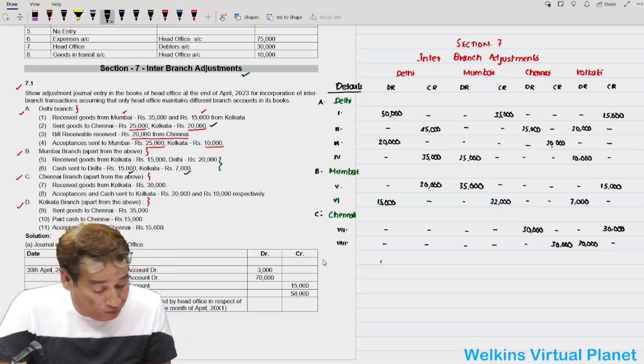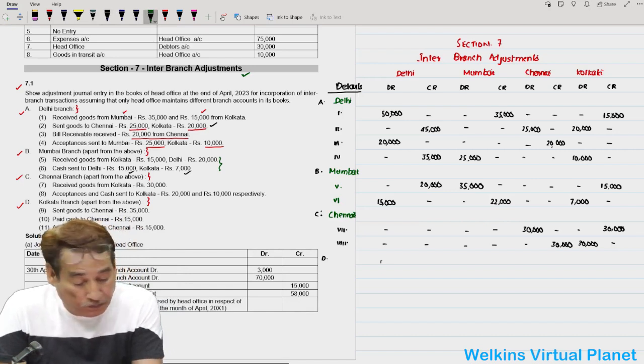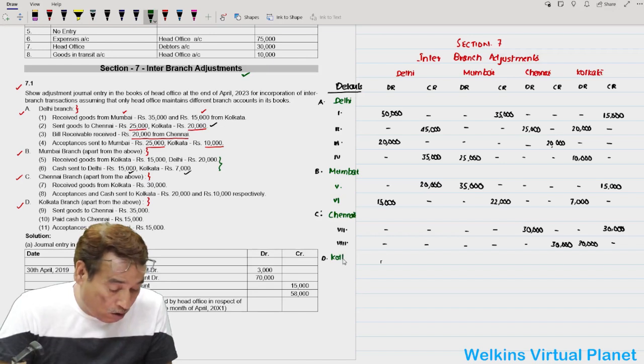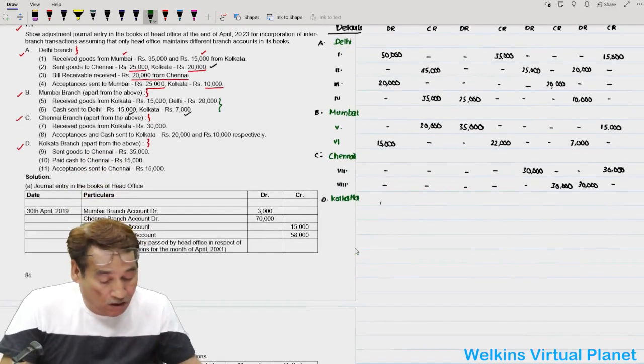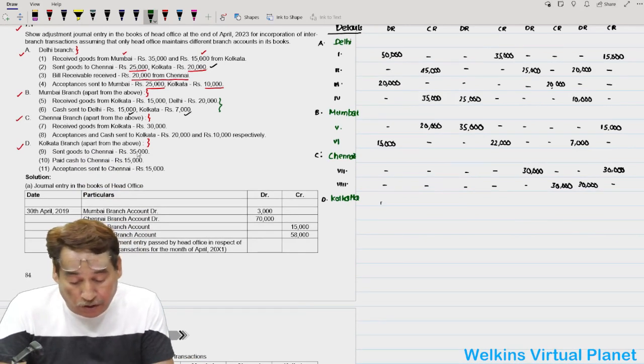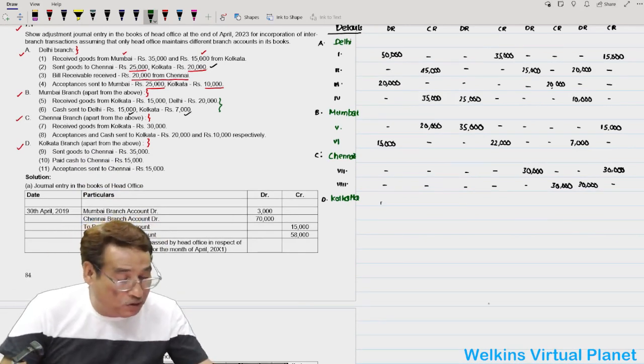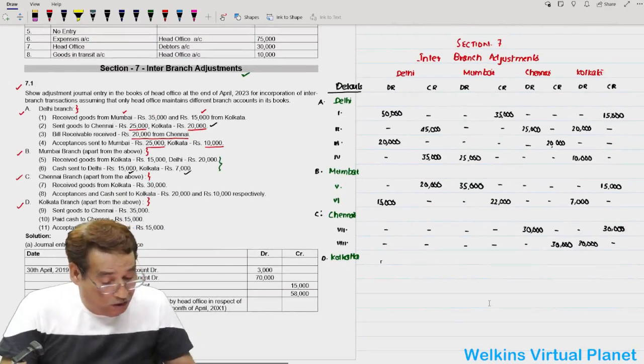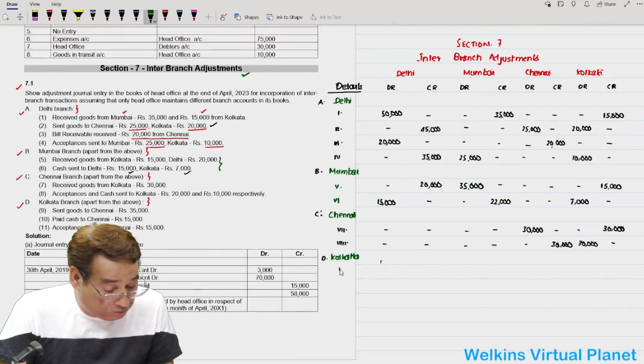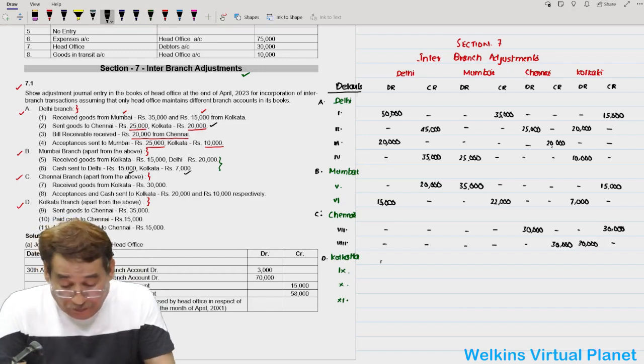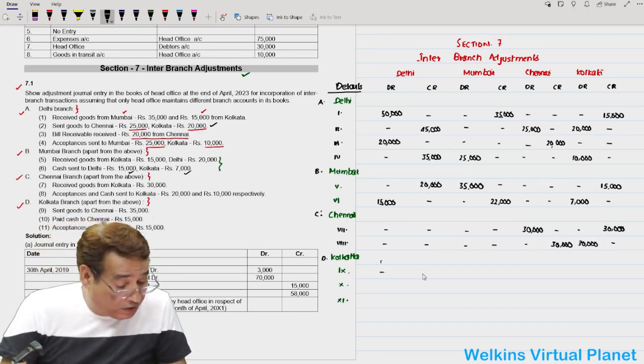Then we have finally Kolkata branch. As far as Kolkata branch is concerned, there are three transactions, sent goods to Chennai. Kolkata branch is sending the goods to the Chennai branch. Kolkata and Chennai. Transaction number 9, 10 and 11. It is very difficult to present it. Anyway, send goods to Chennai. Mumbai is not involved. Delhi is not involved at all.